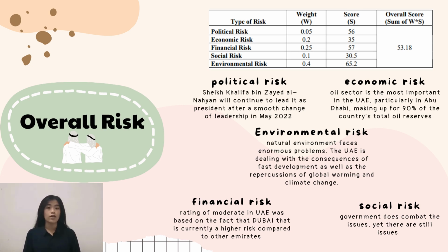For the second one, which is economic risk, the weight assigned was 0.2 because the oil sector is the most important in the UAE and particularly in Abu Dhabi, making up 90% of the country's total oil reserve. As a result, the rise in oil price is actually a significant benefit to UAE's economy, and this is why the weight assigned was only 0.2.